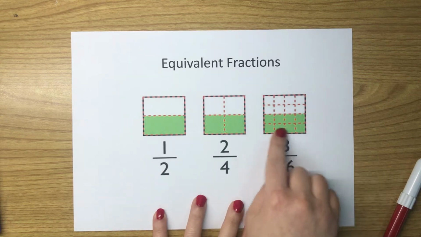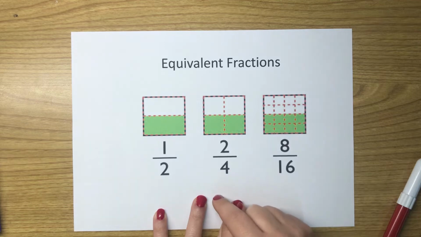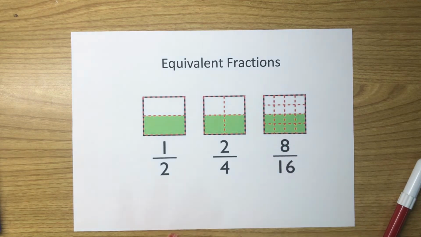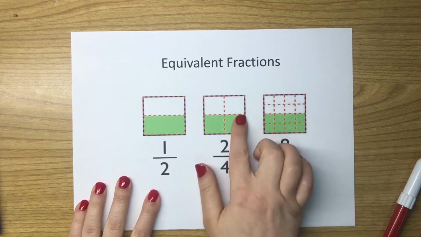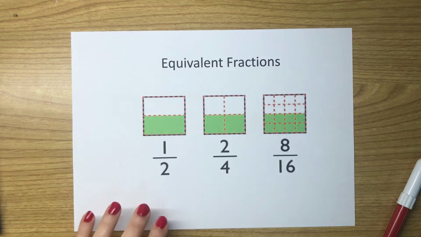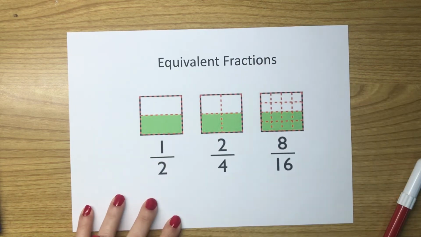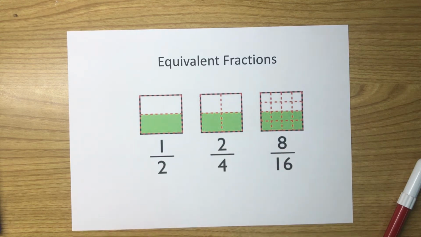If I divide it into 16 equal parts, how much has been shaded? 1, 2, 3, 4, 5, 6, 7, 8. 8 out of 16 has been shaded. And if you compare them, the area that has been shaded is the same. If I cut it and put it on top of each other, they are going to be the same. That means 1/2, 2/4, and 8/16 are equal. So they are called equivalent fractions.